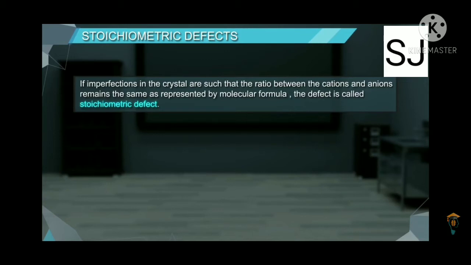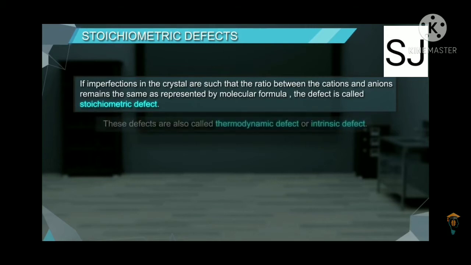Simply, we can say that these are defects which do not disturb the stoichiometry, that means the ratio of the number of positive and negative ions. So such defects are also known as thermodynamic defects or intrinsic defects.